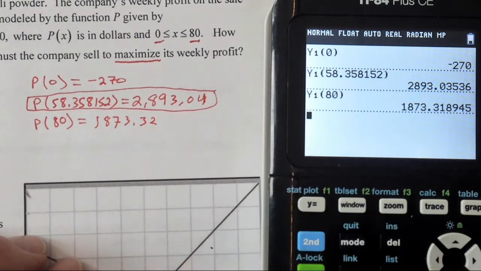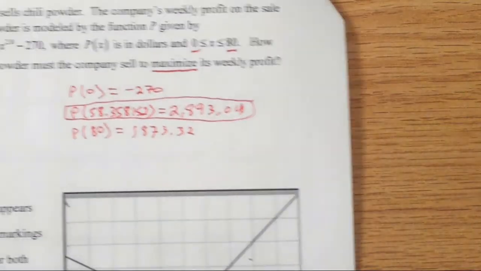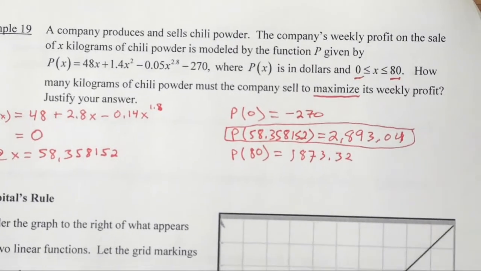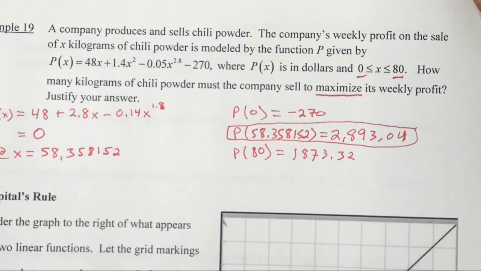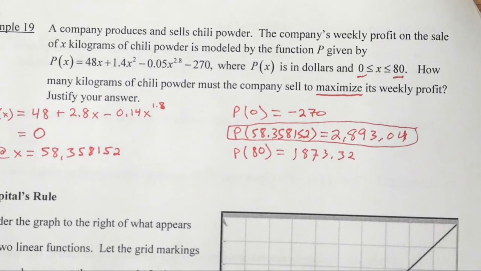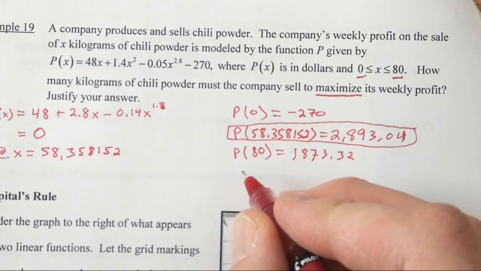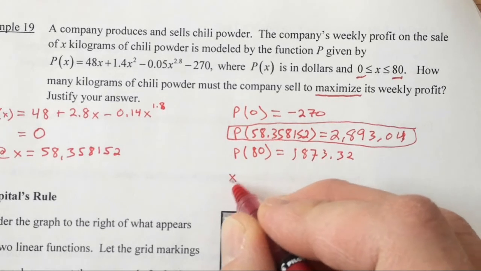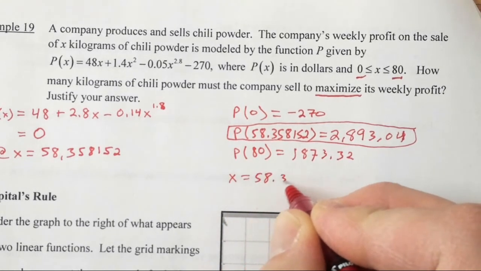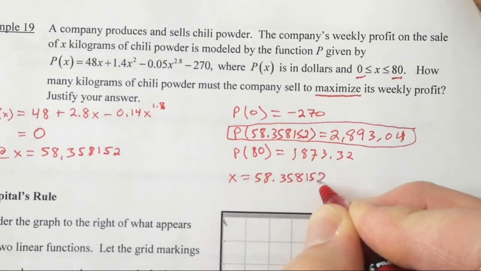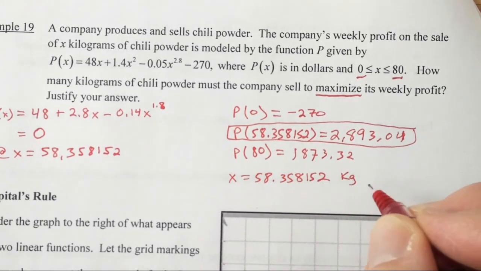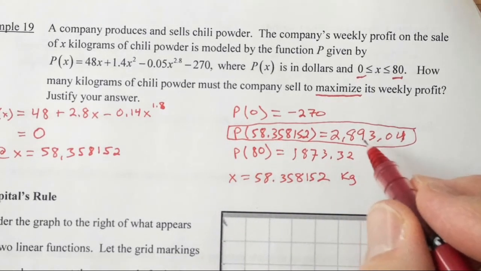So last but not least, let's answer the question. And the question says, how many kilograms of chili powder must the company sell to maximize its weekly profit? It doesn't ask for the weekly profit, it asks how many kilograms. And that means we are looking for x equals 58.358152 kilograms. Okay, and that's based off of this information right here.